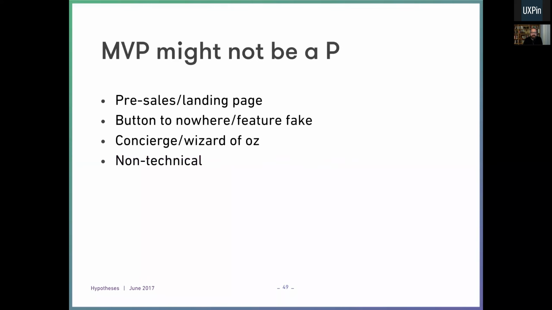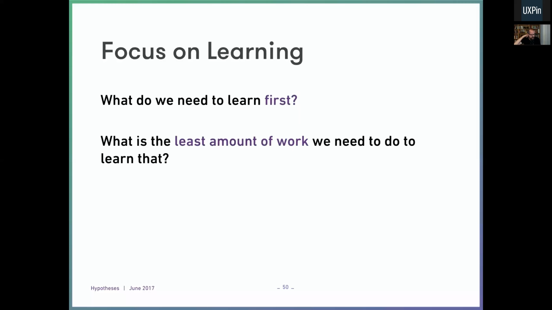The reason I like this is because your MVP might not be a P, right? It might not be a product at all. It could be a pre-sales landing page. It could be a button to nowhere. It could be lots of other things. And so the key is to focus on learning. Our MVP is the thing that helps us learn. And so we always ask the question, what do we need to learn first? And what's the least amount of work, right? The shortest cycle time we need to do to learn that.